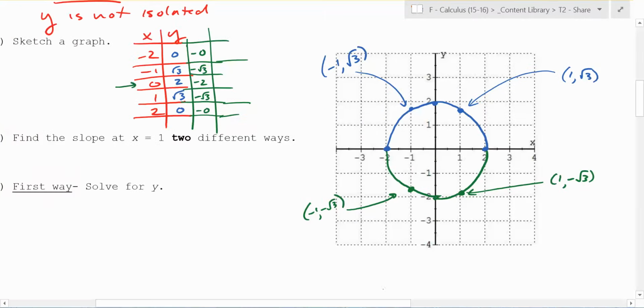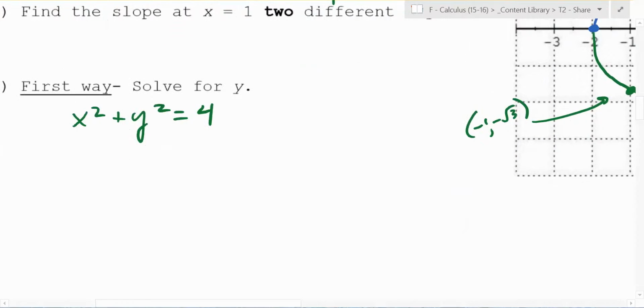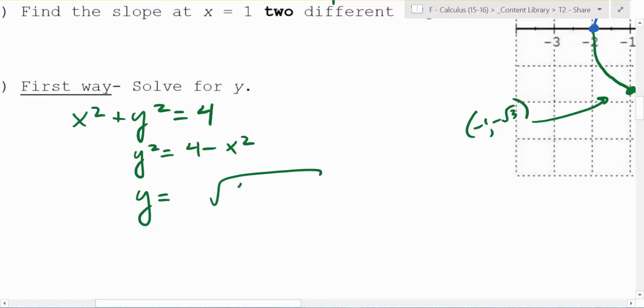If it's x squared plus y squared equals 4, if I want to solve for y, what do I do first? Subtract the x squared. Yes, so y squared is equal to 4 minus what? X squared. Now what do I do to both sides? Take the square root. So I have y is equal to the square root of 4 minus x squared. If anybody writes 2 minus x, I will be very sad. You have to take the square root of the whole thing.